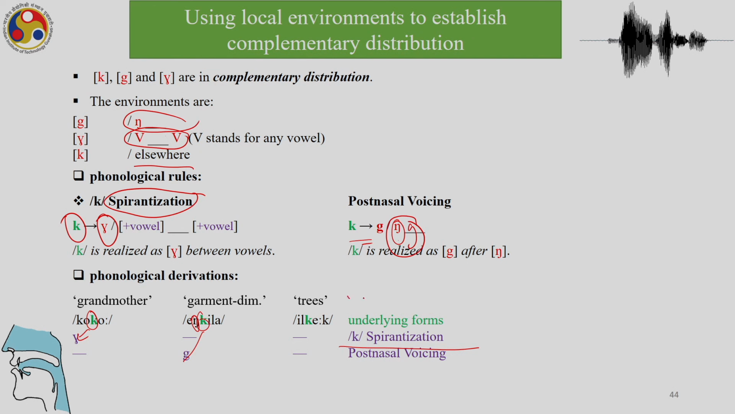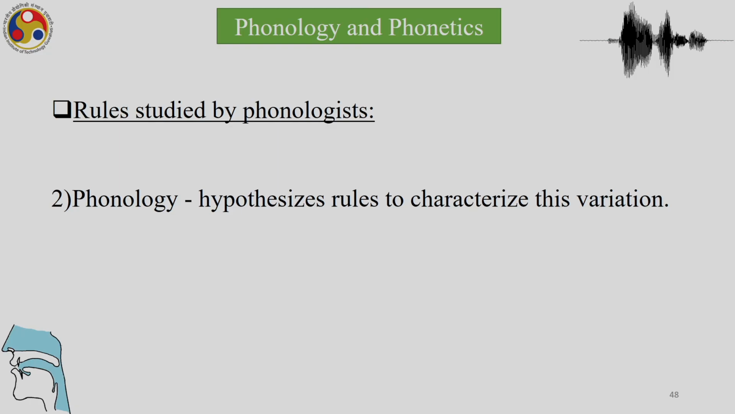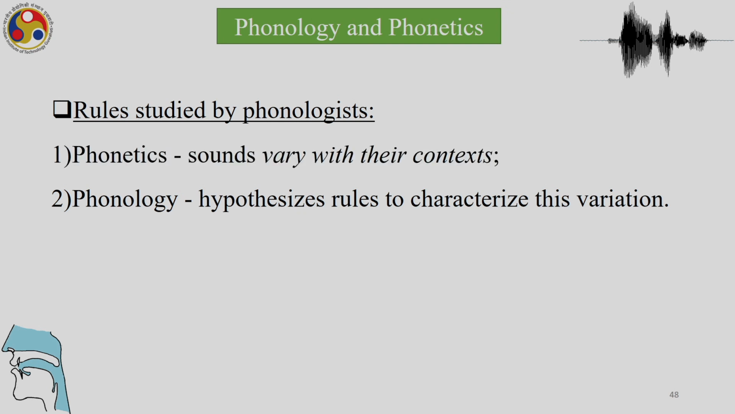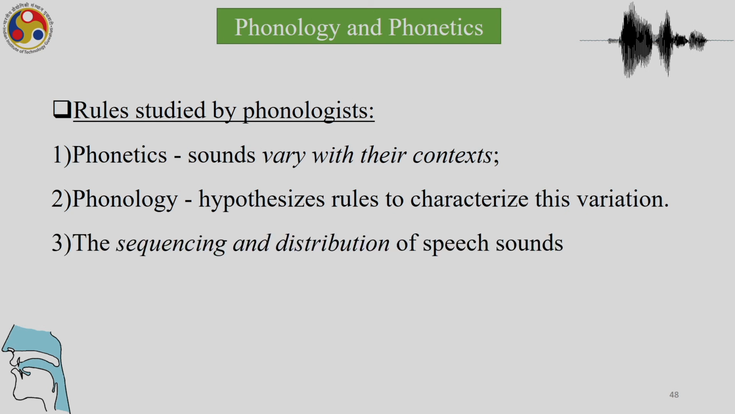And now from our underlying forms here we see that the surface forms are koho, engila, and this one is ilkek, and there is no change because we do not have the particular environments required for the change. So, as we had talked about in the previous class, phonology hypothesizes rules to characterize the variation. Whereas in phonetics sounds vary with their context, in phonology we study the rules, and you have seen quite a few rules in the previous class as well as in this lecture.